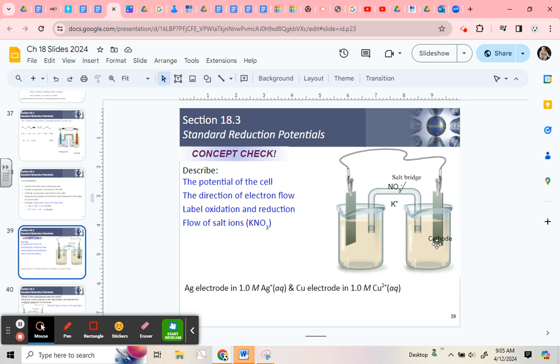Okay, and notice on this side, we have, on slide 39, would we be able to write a line notation with this setup? So give it a shot, and I'll do this right now.